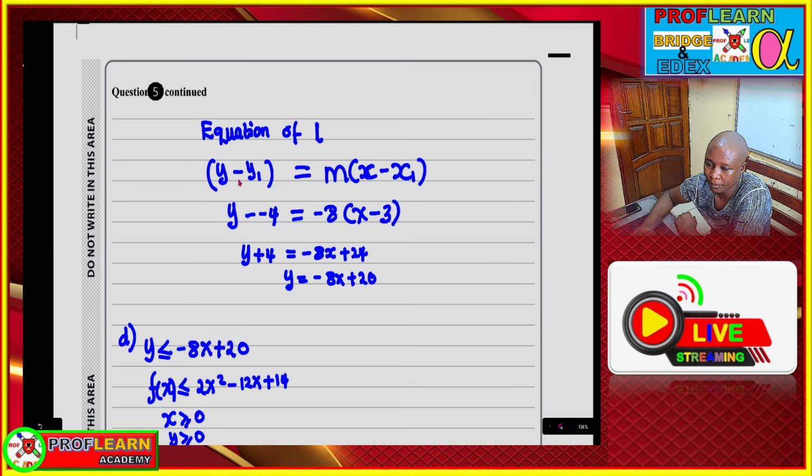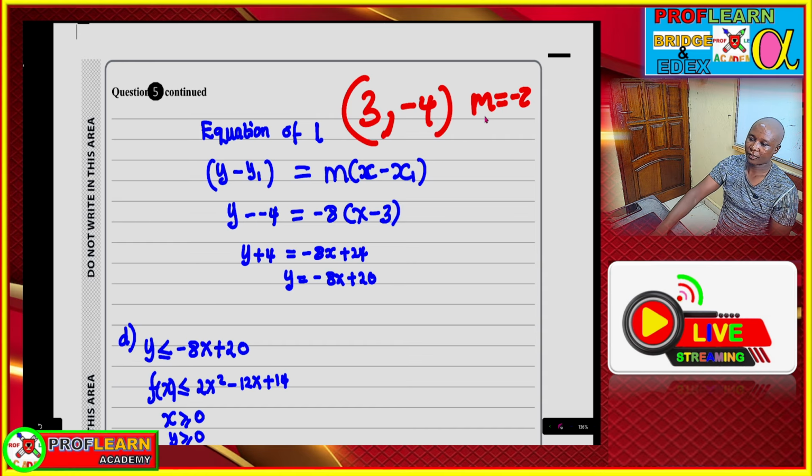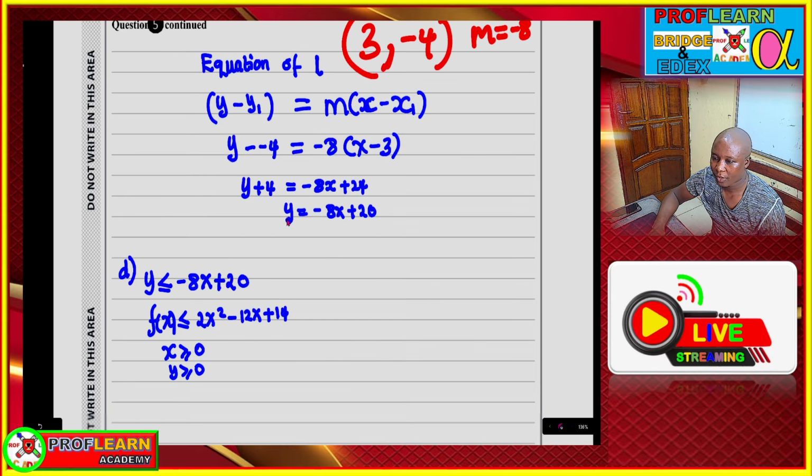So we are going to use our point as (3, -4). So we shall use the point (3, -4), and the gradient m is minus 8. That's the gradient of that straight line. So if you use that method, you're going to get your answer as y = -8x + 20, like that.